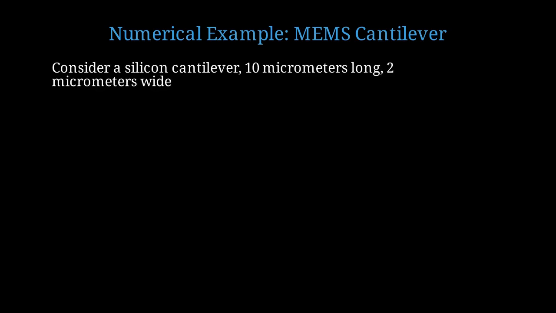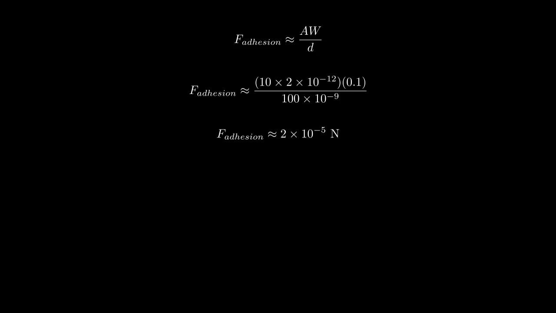Let's calculate adhesion for a MEMS cantilever beam that might stick to the substrate. Imagine a silicon cantilever 10 micrometers long and 2 micrometers wide, suspended 100 nanometers above a substrate. The adhesion force is approximately AW over D, where A is the area, W is the work of adhesion, and D is the separation distance. Plugging in, area is 20 square micrometers, W is 0.1 joules per square meter, and separation is 100 nanometers. This gives about 20 micronewtons of adhesion force.